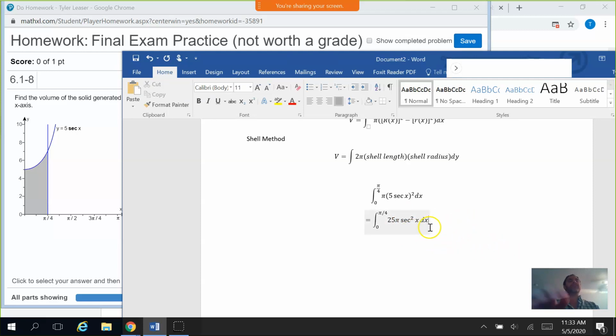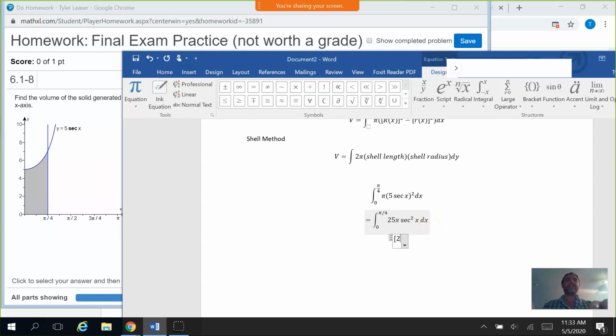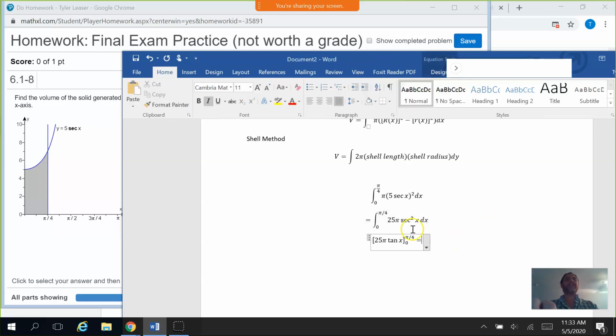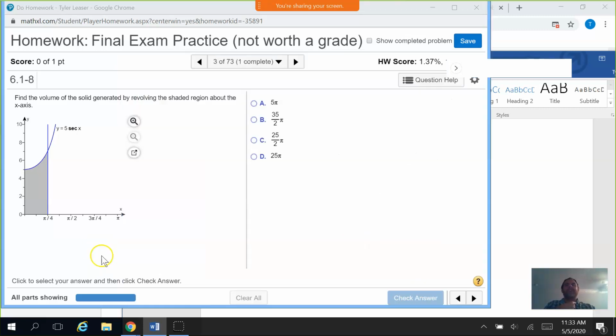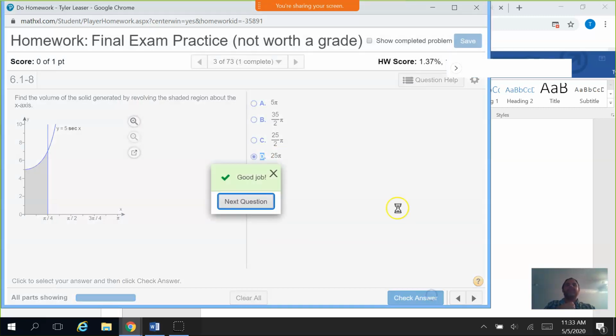The antiderivative of secant squared is tangent. So the antiderivative here will be 25 pi tangent of x, and that's going to be evaluated from 0 to pi over 4. If I plug pi over 4 into tangent, that's just 1, so I get the 25 pi, minus if I plug 0 in for the tangent, that's 0. So my answer should be 25 pi.